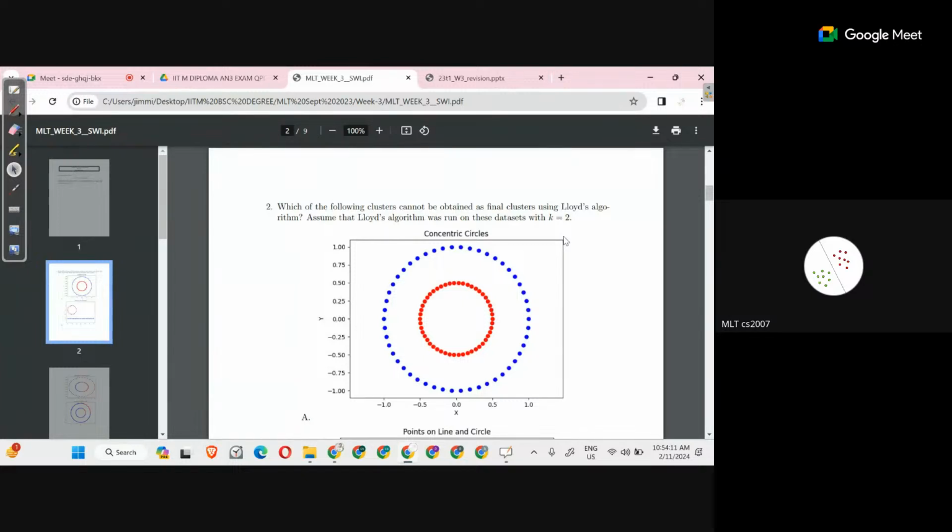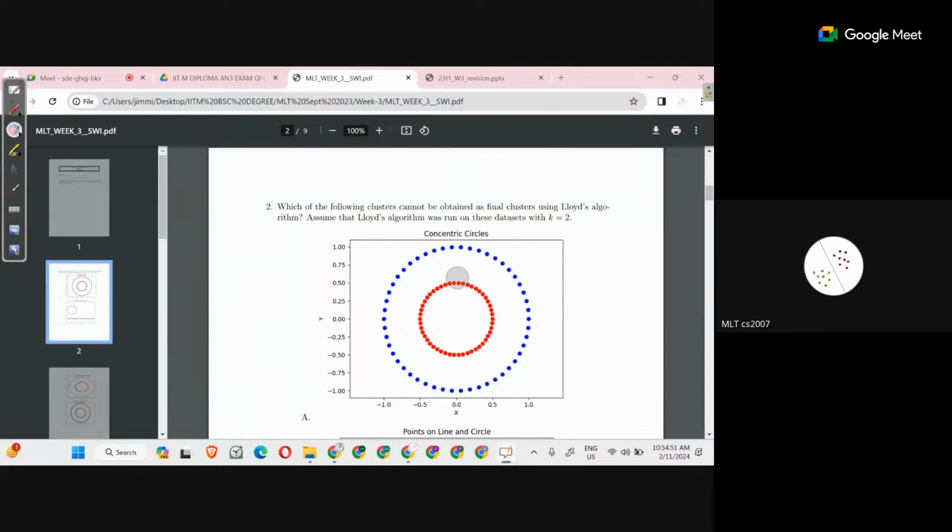So can someone say? Yes, sir. It will be a linear one, sir. Yeah, so one thing is that it should be linear. That is also one approach. Here also, you can see that the cluster center of this red one would be somewhere here, right? And the cluster center of this blue one will also be somewhere here only. Same point. So that is not possible, right? Correct. So obviously option A is not possible.